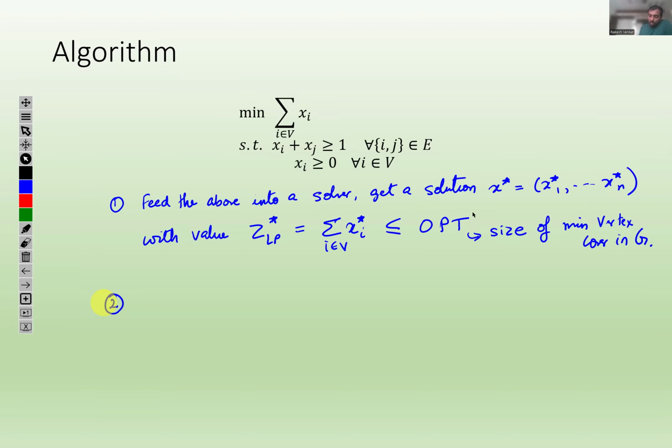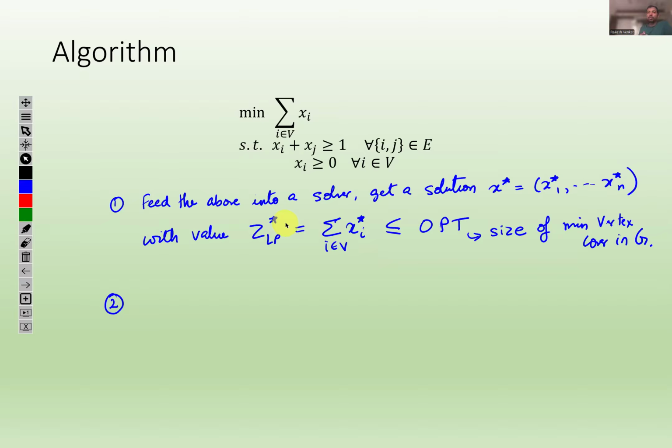So the LP solver will give you a solution x1 to xn star, and the value will be at most the optimal. The summation xi star will be at most the optimal. Then I've got this value also when I feed it into the solver. If it gave me xi star, I can just sum it up. Good. So now what do I do next?